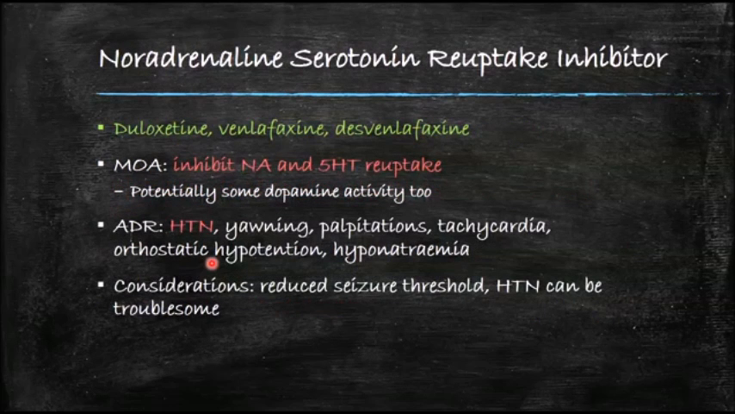Your SNRIs, these are slightly newer and they have less of a scattergun, so it's noradrenaline and 5-HT reuptake. Their biggest side effect is hypertension. Interestingly, yawning is actually really commonly described. So these patients yawn a lot and they can become tachycardic. The hypertension can be quite problematic in these patients. So if it is, they need to be swapped.